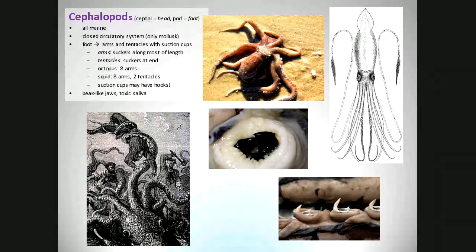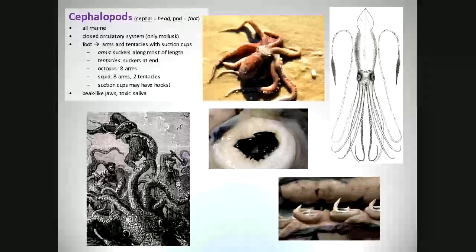Their foot has been modified into arms or tentacles. Now, there is a technical difference between them. Arms have suckers along the length, so octopus have nothing but arms. Squid have tentacles, and those have suckers at the end. So an octopus has 8 arms. Squid have 10: 8 arms and 2 tentacles.